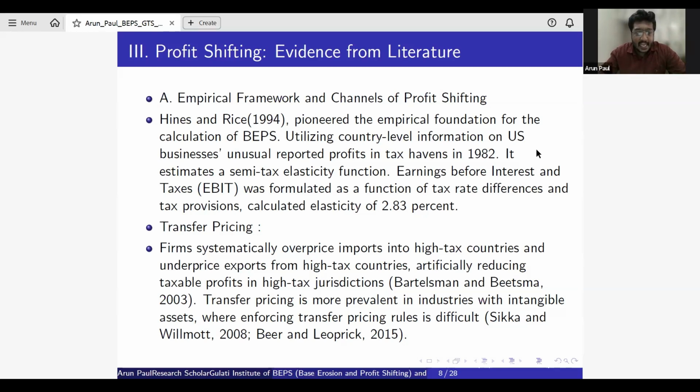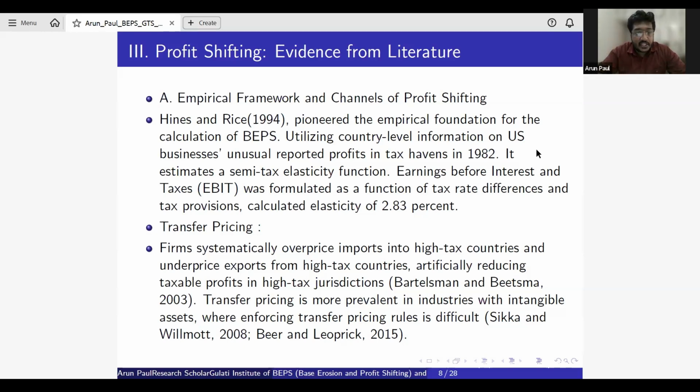And when we look at the literature on the channels of profit shifting, first look at the channel of transfer pricing. Firms systematically overprice imports into high tax countries and underprice exports from high tax countries, artificially reducing taxable profits in high tax jurisdictions. And it is more prevalent in industries with intangible assets, where enforcing transfer pricing rules is difficult.